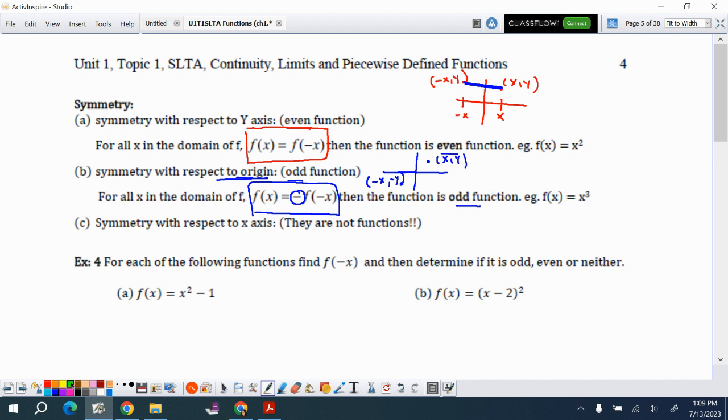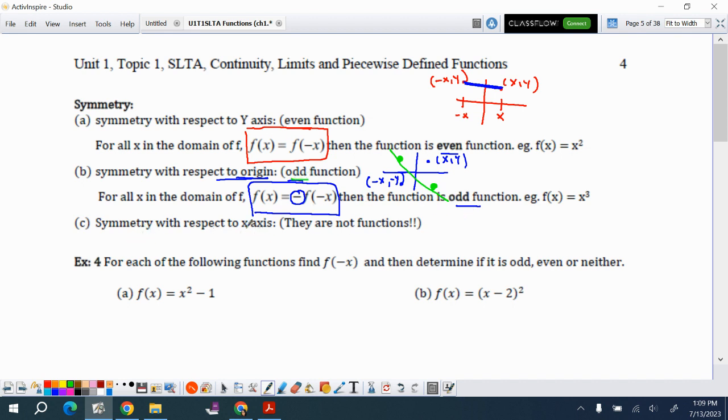Now, it is very interesting to notice that for an odd function, if you have a point in the second quadrant, then you must have one in the fourth quadrant. That means you go exactly 180 degrees in the opposite direction to make it an odd function.